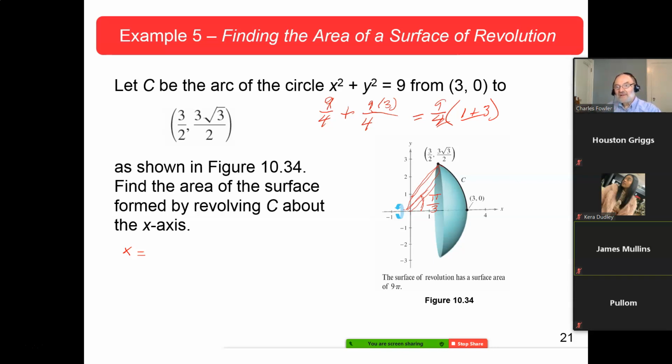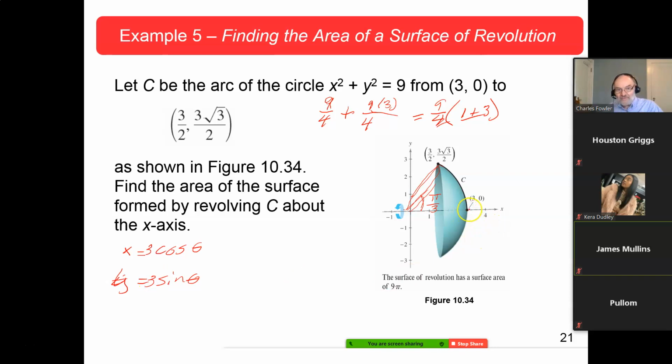So that's what your angle theta should be. And they already told you this is a circle, so x is equal to cosine theta, and y is equal to sine theta. And that should work, shouldn't it? Okay, I'm sorry, 3 cosine theta and 3 sine theta, because you're out here at 3.